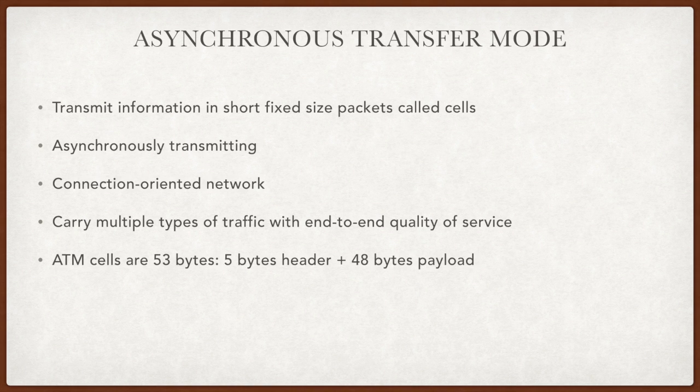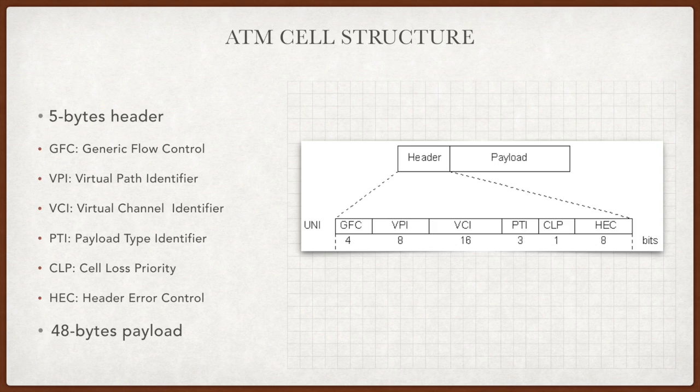ATM can handle both constant rate traffic and variable rate traffic, thus it can carry multiple types of traffic with end-to-end quality of service. Each ATM cell is 53 bytes long, with 5 bytes of header followed by 48 bytes of payload, and this part we will mention later. So the header is composed of 6 elements.